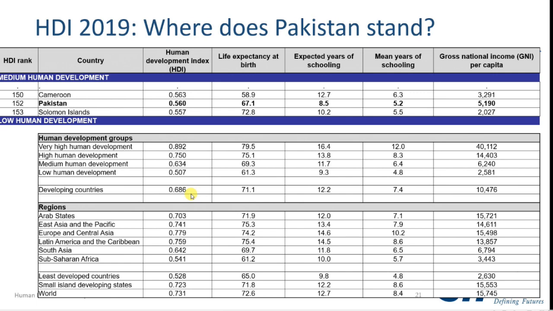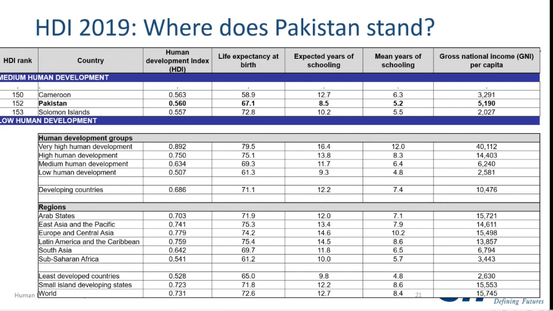Even as compared to developing countries, Pakistan is doing much worse than other developing countries. Each and every number is higher than Pakistan's for developing countries on average. Regions, South Asia, I think it makes more sense to compare with only South Asia. 0.642, much higher. 69.7, again much higher than Pakistan. 11.8, again higher than Pakistan. 6.5, mean years of schooling higher than Pakistan. 6,794 GNI per capita higher than Pakistan.